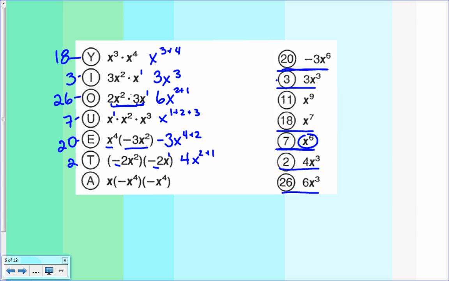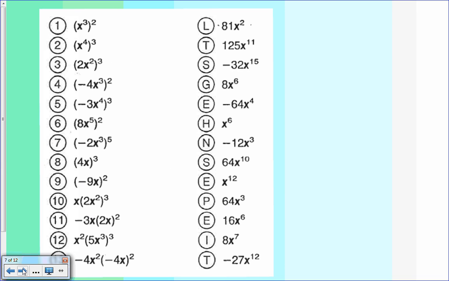And the last one on this slide, we have a negative times a negative is going to give us a positive. That has an invisible 1. There's 1 and 4 and 4, so it's x to the power of 9. There. And that's number 11. So I would encourage you to pause the video for just a moment and work on these problems, and then I will give you the answers.